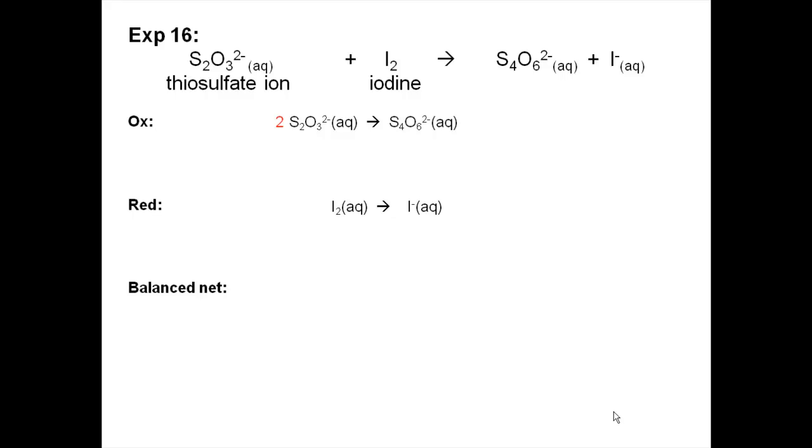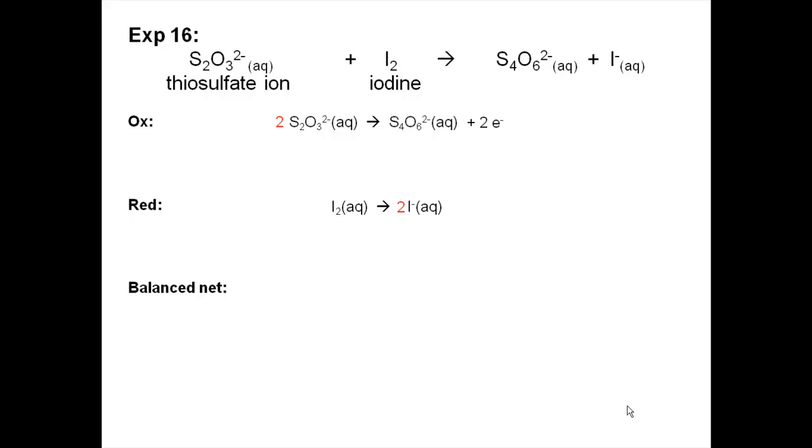I have the same number of sulfurs and oxygens on both sides. For the reduction, I need to add a 2 on the product side to balance the atoms. Now I need to make sure that my charges are balanced. We see on the oxidation that on the reactant side I have 4 electrons, 2 times that -2. And on the product side I have a total of -2. So to balance this, I need to put 2 electrons on my product side, which makes sense since it's an oxidation.